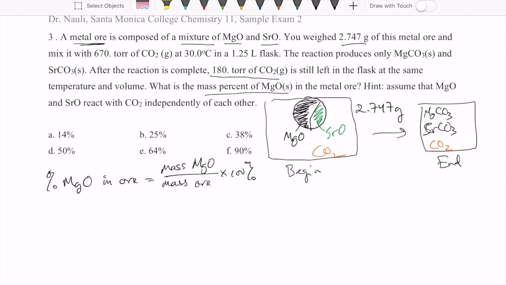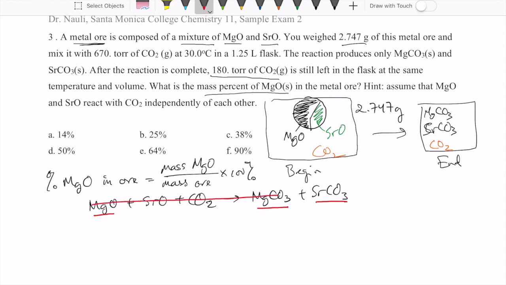One of the most common mistakes in a problem like this is that students end up just writing one reaction, and they would write a reaction that looks like this. MgO plus SrO plus CO2 goes to MgCO3 and SrCO3. And the reason this is wrong is because to produce MgCO3, you don't really need the SrO, right? Because there's no Sr in that formula. To produce the SrCO3, you don't really need the MgO. So there's no Mg in that formula either.